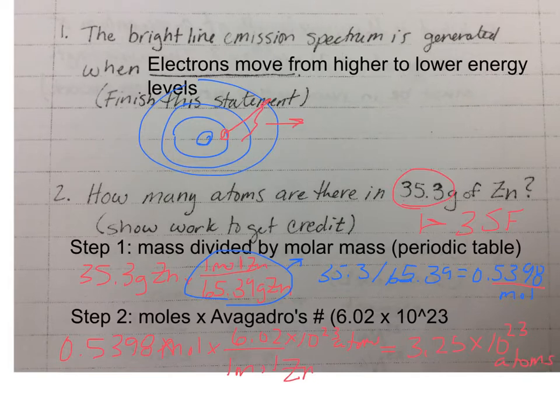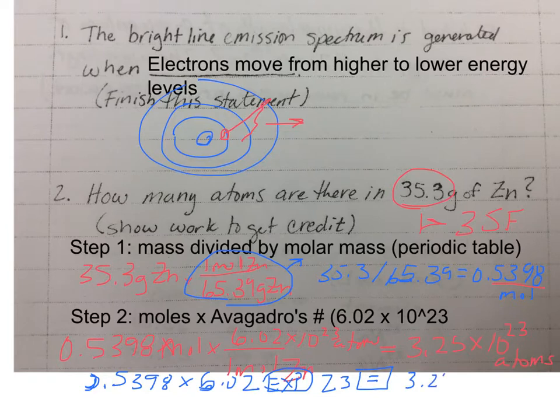Now, when you put this into your calculator, this is what it should look like, but you should put into your calculator 0.5398 and then put times 6.02, and then you're going to hit the EXP button. Okay, 23, and then hit equals. And you'll get something like 249, but remember, since this is a 9, we're going to round up, which is how you get the 3.25 times 10 to the 23.